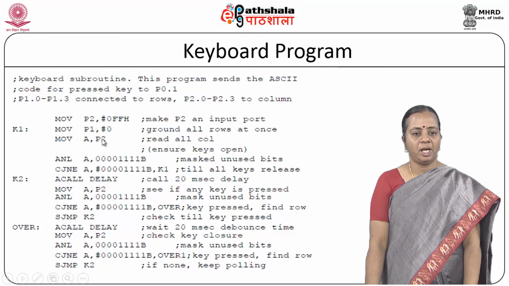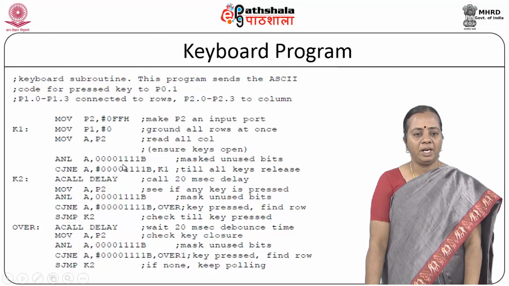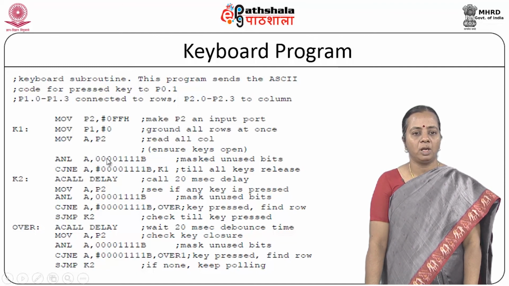So I am moving P2 to A, and the A data is ANDed with 00001111, so the upper nibble is getting masked because of the 0s. We will be reading only these 4 pins, so this part is getting discarded by ANDing with 0000 in the upper nibble, and the lower nibble is 1111.